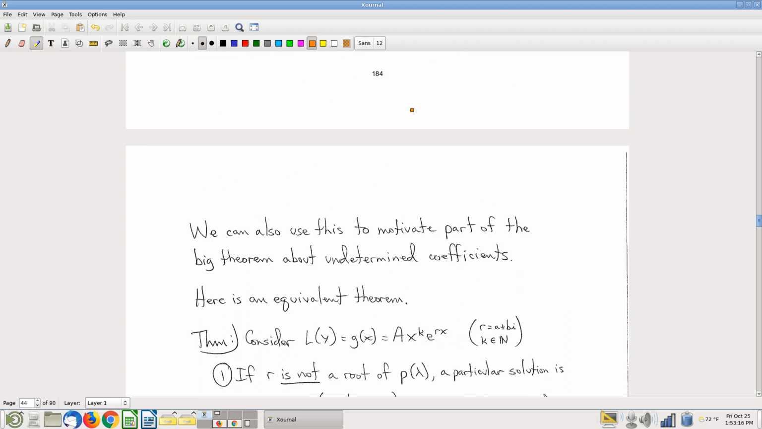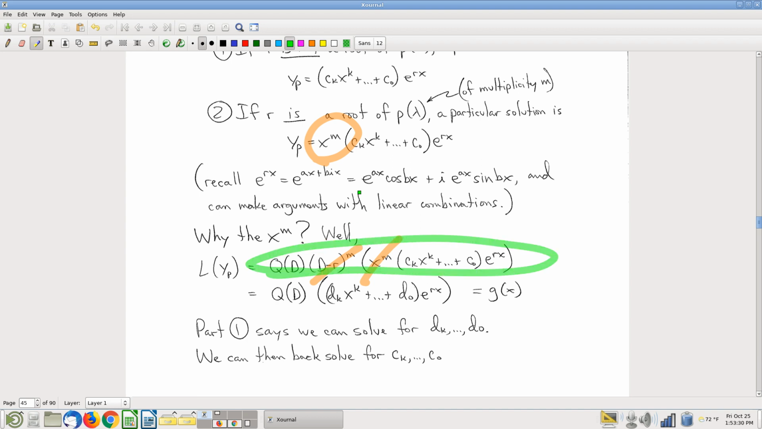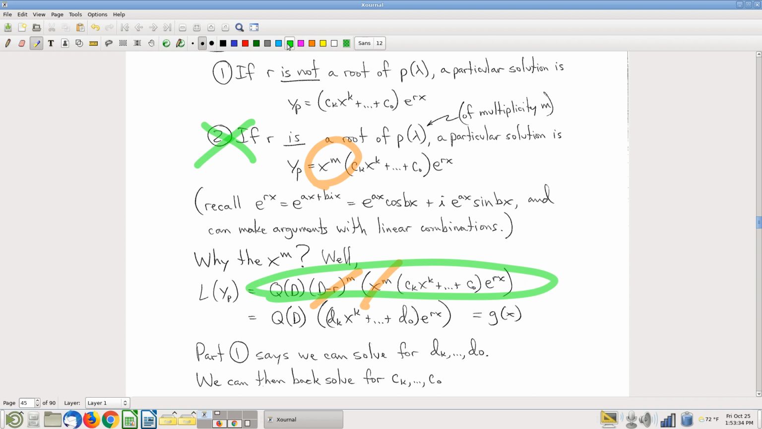All right, so punchline, that's the motivation for this extra factor of x to the m. We put those factors of x in there so that they can get rid of those, and so that a differential equation of this form turns into a differential equation of that form. Okay, anybody have any questions about that before we go on?